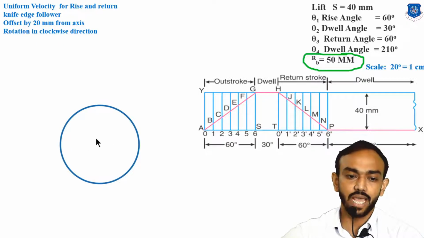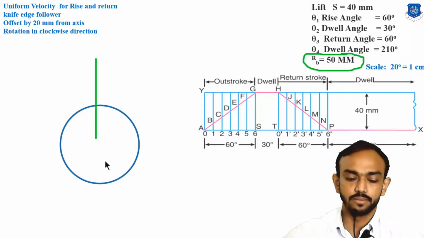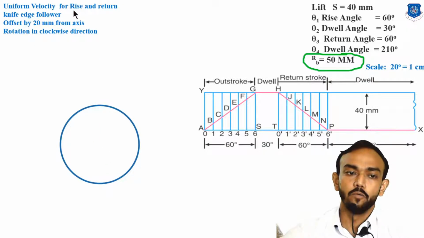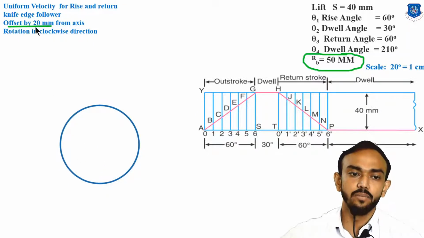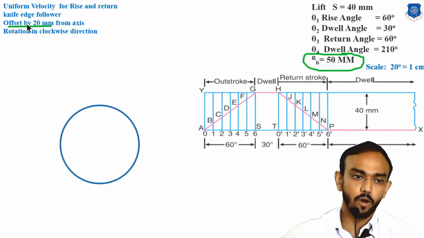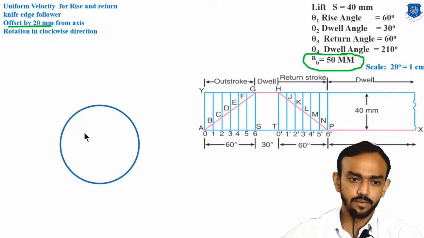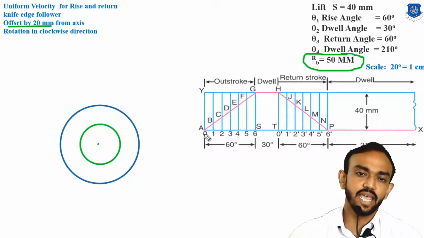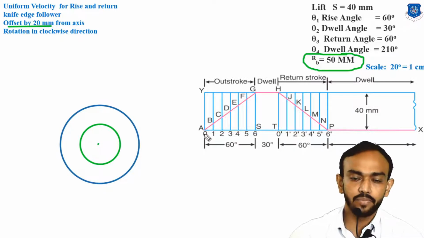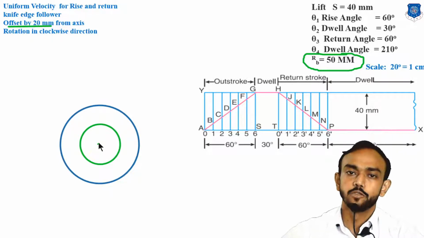If offset is not given, I start with this center line and partition this circle. But if offset is given, we are going to make another circle with the same center, whose radius will be the same as the offset. Offset is 20 mm here, so we make another circle at the center, and the radius of this circle will be the same as the offset. After that I will draw the tangent line. So let's start.